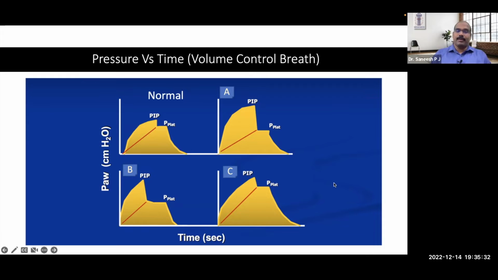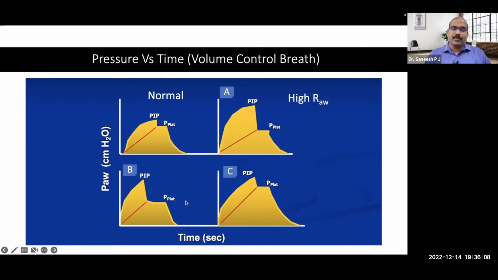So first one is the normal tracing, pressure versus time. This is the peak inspiratory pressure and the plateau pressure we have just mentioned. And please focus on this red line. Okay, fine. In next scenario, you can find the plateau pressure remains normal within the acceptable range. Only the peak inspiratory pressure goes up. That means the work done against the airway resistance is high. So this is a case of high airway resistance.